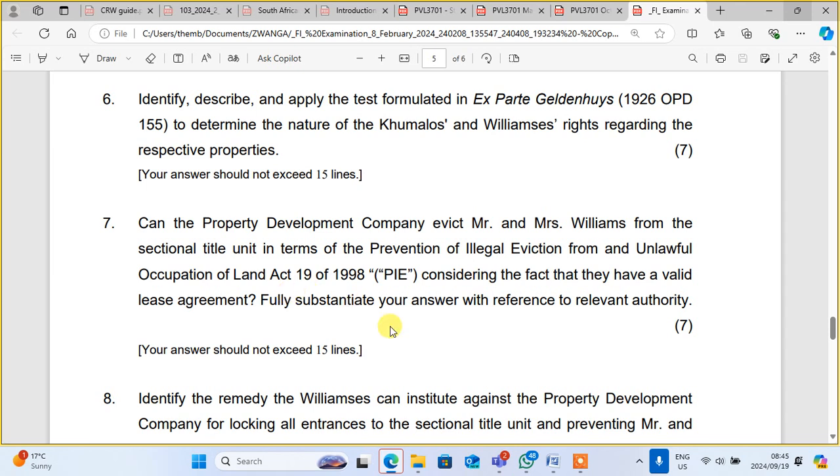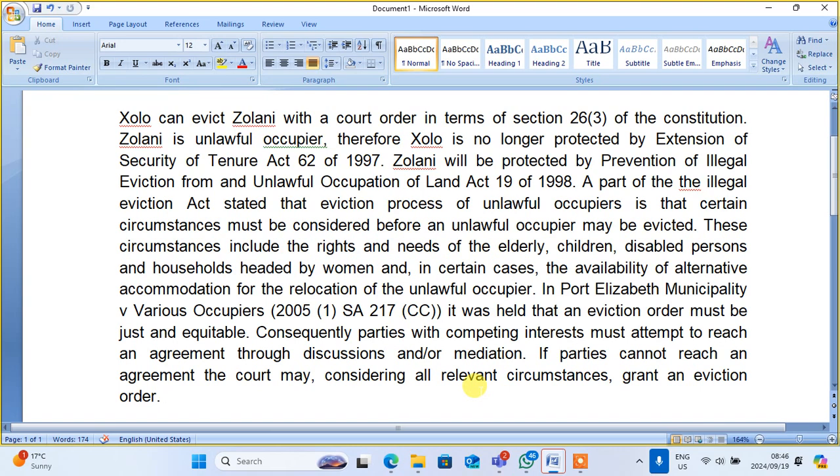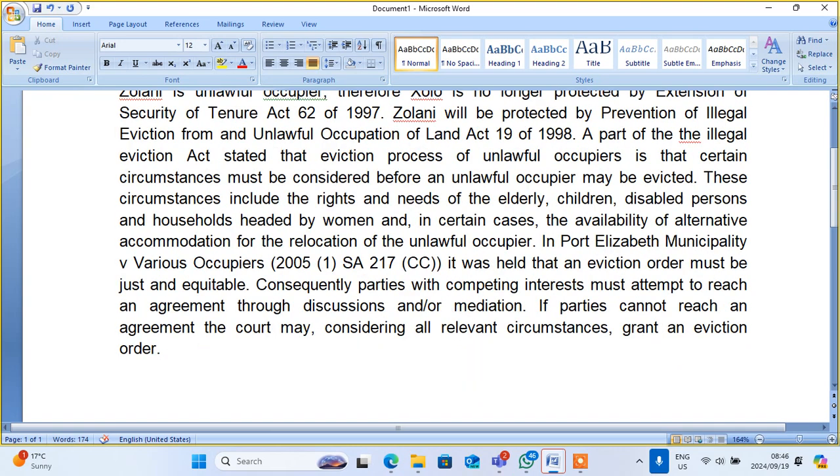So when you answer this one, it is different from Zolani. Zolani was an unlawful occupier. These have a valid lease agreement, which means they are lawful occupiers. When you answer this question, it is different from the one on Xolani that we were answering. Therefore, when you answer this, you will say that Mr.